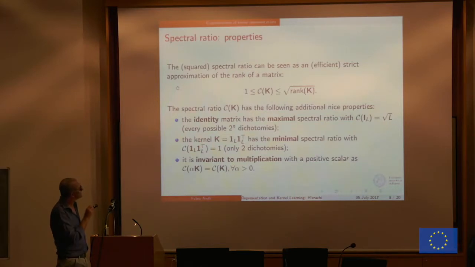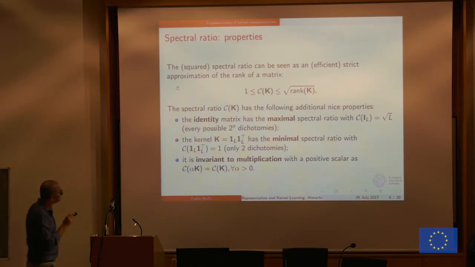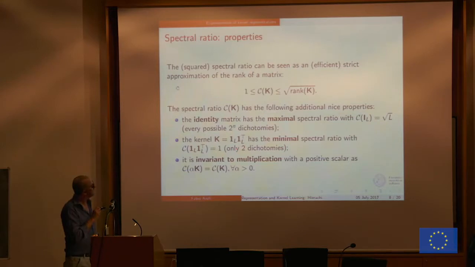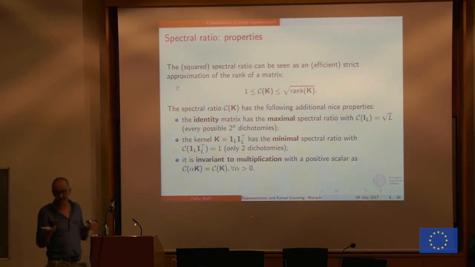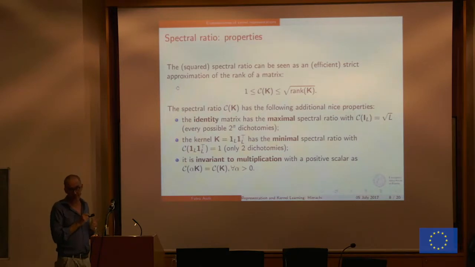In this case, you have all possible 2 to the L dichotomies you can realize. When the kernel is the constant kernel, it means all the entries are the same, and they are positive, obviously. In this case, you have the minimum spectral ratio, because it means that everything is similar to everything else.